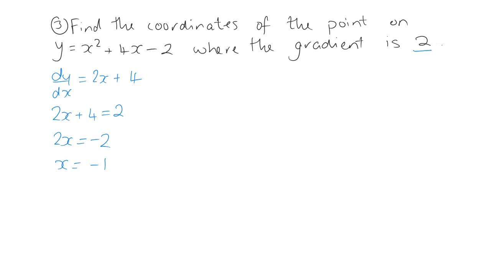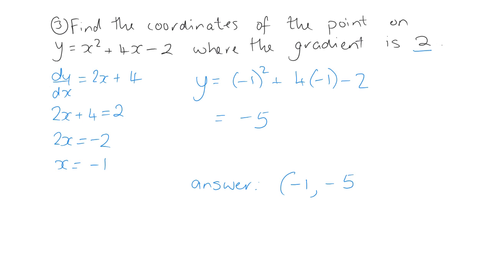So that's our x coordinate. We need to find the y coordinate then by putting it back into the equation of our curve. So y equals minus 1 squared plus 4 times minus 1 minus 2. That gives us minus 5. So our answer then, the coordinates where the gradient is 2, minus 1, minus 5.